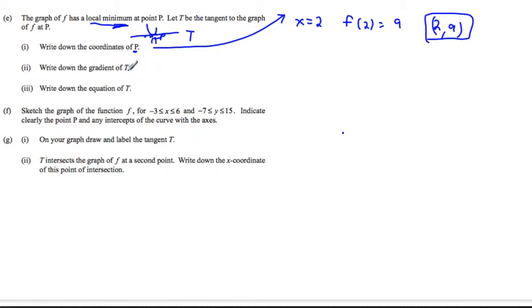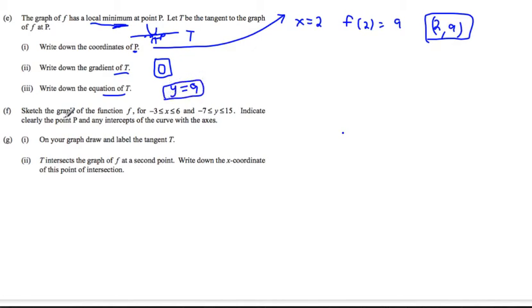Write down the gradient. Now it gets a little bit easier again. Write down the gradient of t. Well, the gradient of the tangent line is, of course, 0. Then it says the equation of t. Well, a horizontal line with a slope of 0 will have y equals as an equation. It goes through 9, so we know that y equals 9 is the result.